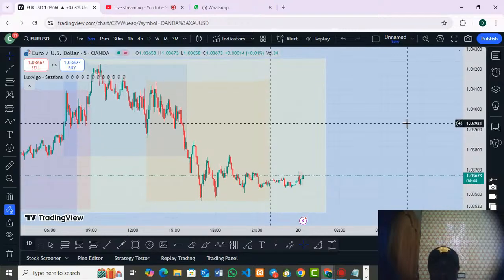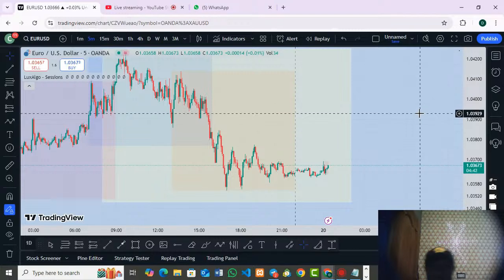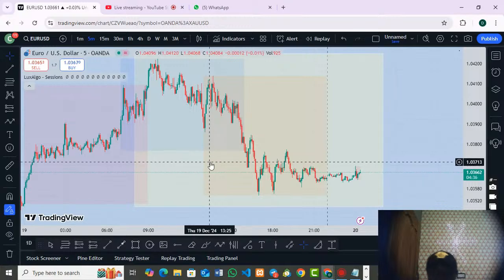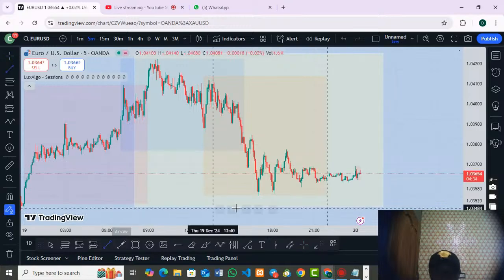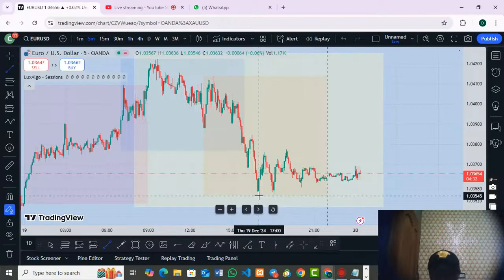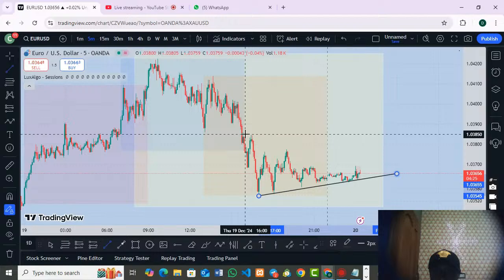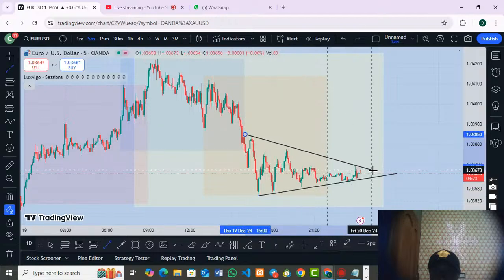What do we see now? Currently, what we are going to look out for is to just examine the market very well. Okay. Now, let me pull a trend line. In a scenario like this, you put a trend line over here. Okay, you're having a trend line. You can pull another one over here as well.